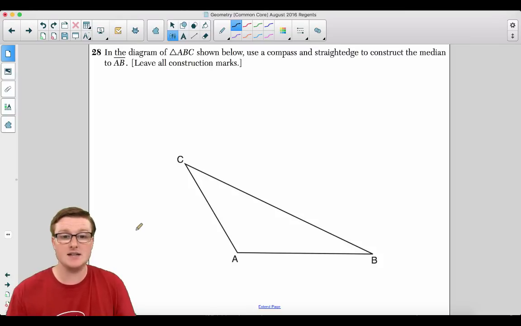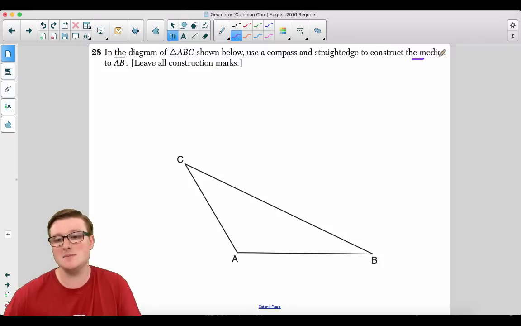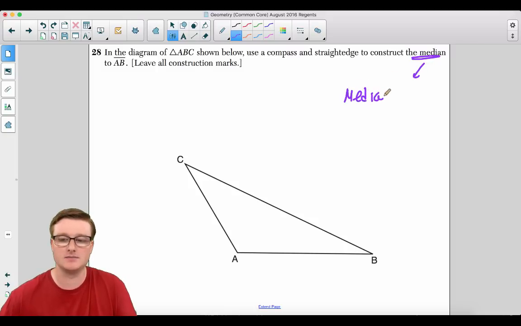So 28 says, in the diagram of triangle ABC shown below, use a compass and straightedge to construct the median to AB. Do you want me to talk faster? Totally kidding. I talk way too fast. And it says, leave all construction marks. So it says construct a median. You have to know that a median is drawn to its midpoint.